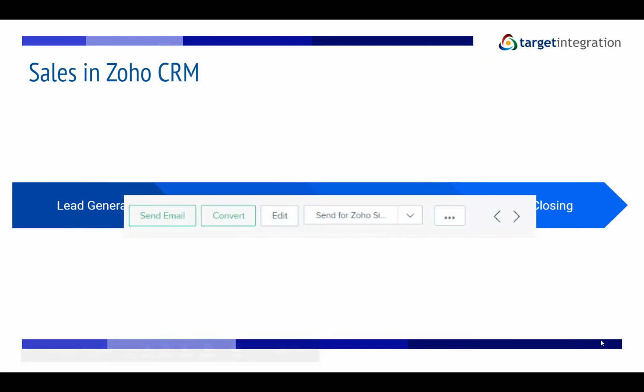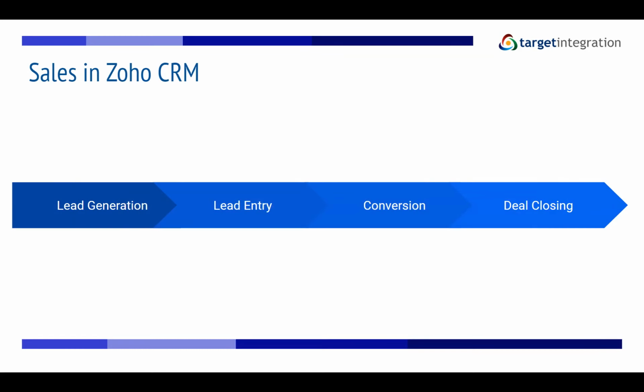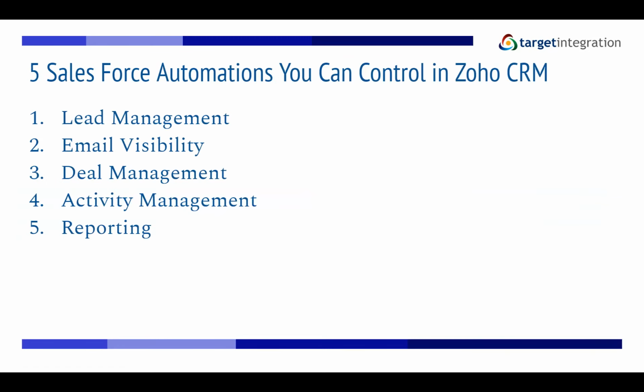And then with lead conversion, we have send email, convert, edit, send for Zoho Sign. What we want to focus on right here is convert. Once you convert the lead, which I'll be showing later on in the demo, you'll get an option to create an account for them, a contact for them, and also a deal for them, which deals can be referred to as opportunities. Once you've converted the lead into an opportunity or a deal, then you'll focus on closing the deal, because once you've converted them to a deal, you see an opportunity for them to generate revenue for your business.